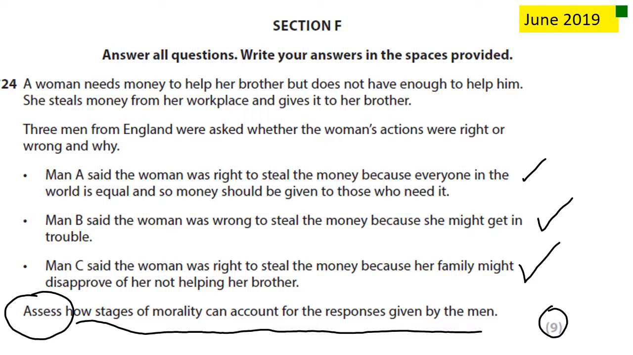We've got to link that to the scenario for your AO2, and then we've got to put evaluation about the strengths and weaknesses of these stages of morality in terms of whether they're useful to us in understanding the actions of the men. If we just pick out some other keywords as well that we can see here, I just want to focus on the fact that they're men from England. 3 men have been asked. They always do that on purpose, so that's your little clue in the question here.